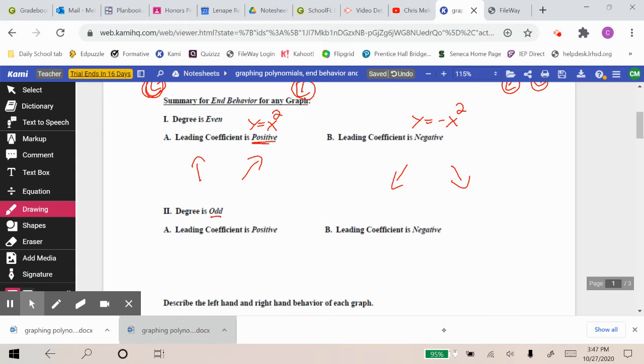If your degree is odd, and the example we used was y equals x cubed, that's the S curve. If the leading coefficient is positive, to the left it goes down, to the right it goes up. If you make the leading coefficient negative, that's where the S curve flips, and to the left it goes up, but to the right it goes down. All right. So really, I'm hardly using any math right now.